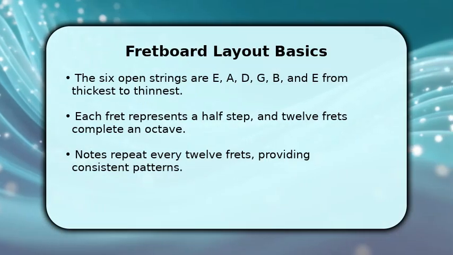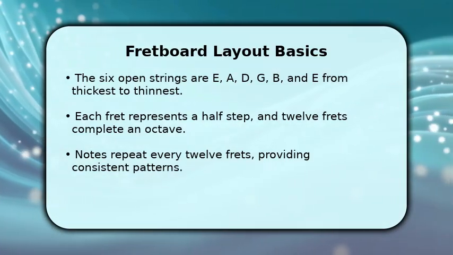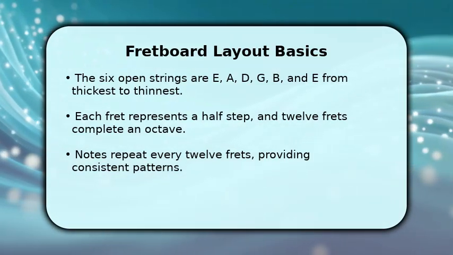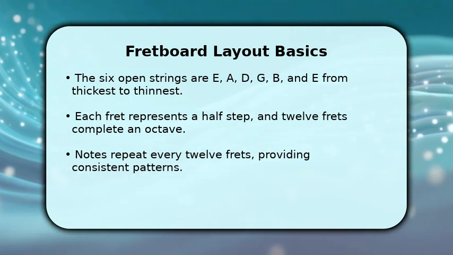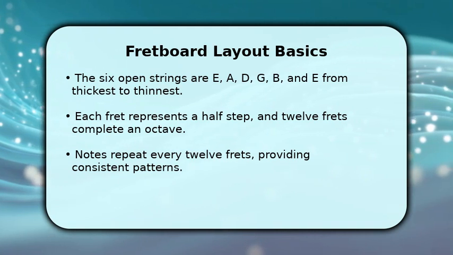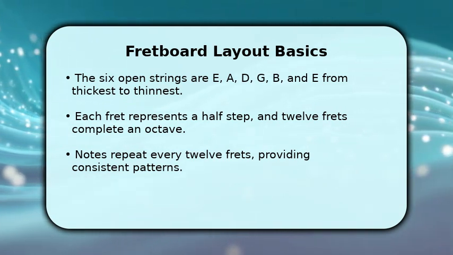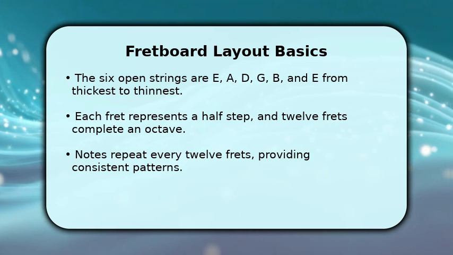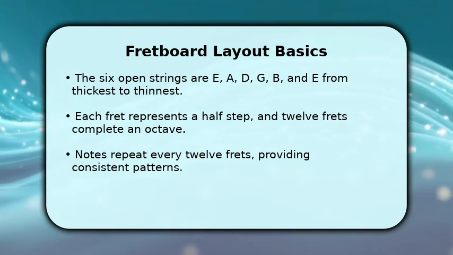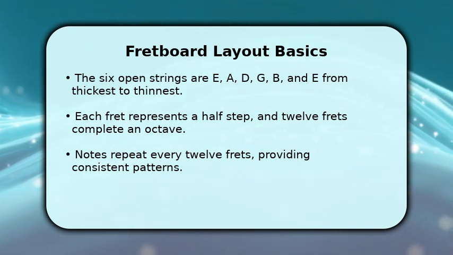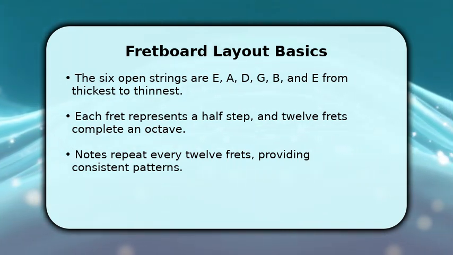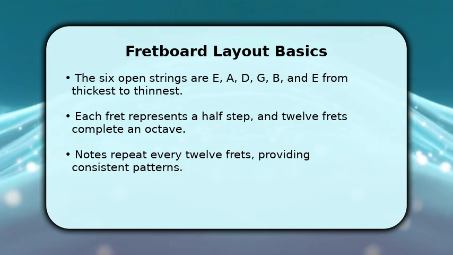The guitar fretboard is organized logically. Your 6 open strings are E, A, D, G, B, and E, from the thickest low E to the thinnest high E. Each fret you press down raises the pitch by 1/2 step. This means that after 12 frets, you arrive at the same note an octave higher. Recognizing this 12-fret pattern is crucial for understanding how notes are distributed across the neck.